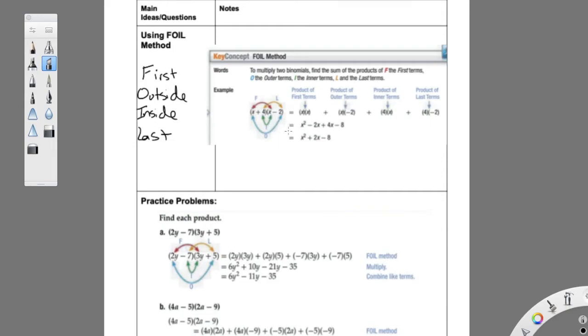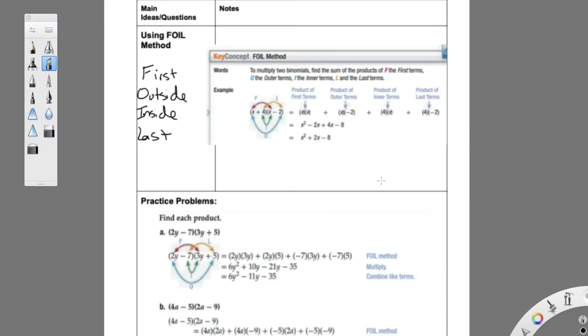Outside or outer means the farthest to the outside for both. So I have x and I have negative 2x. Inside means the two that are closest to the inside there. So I have 4 and x. And then last means the 2 last terms in each. So it's referring to the positioning is what it's doing. And it's just a way, again, to ensure that you have multiplied all of the pieces.